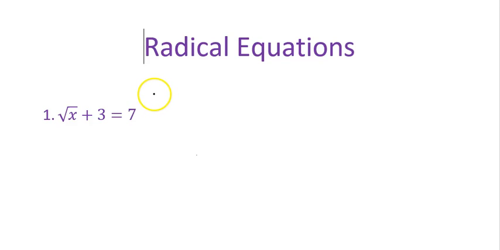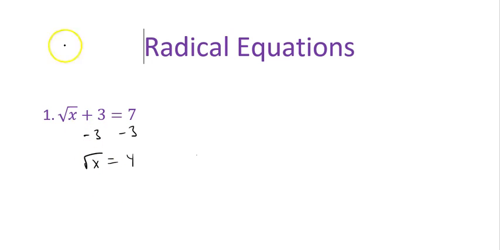This lesson is on radical equations, and we're just going to go over the basics of how to solve those. So starting with example 1, I have the square root of x plus 3 equals 7. You always want to try to get that square root or the radical, whatever it is, by itself first. So I'm going to subtract the 3, and that's going to give me the square root of x equals 4.